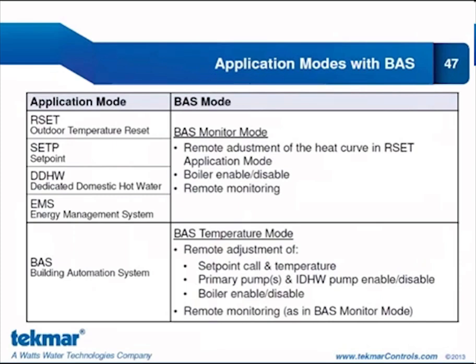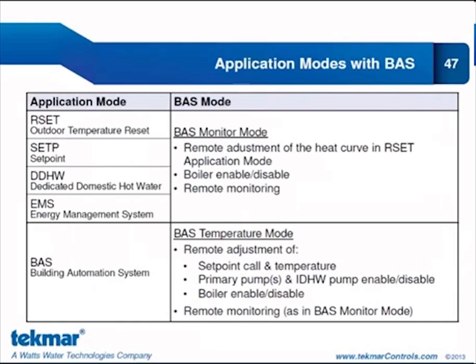If you are in outdoor temperature reset mode, then the BAS monitor mode will allow you to make some adjustments to the heat curve. So you can write room temperature, outdoor design, and terminal unit to the 284 in the BAS monitor mode. Of course, that's only applicable when you're in outdoor reset application mode. Let's look at BAS temperature mode now. This is only available when you are in BAS application mode.